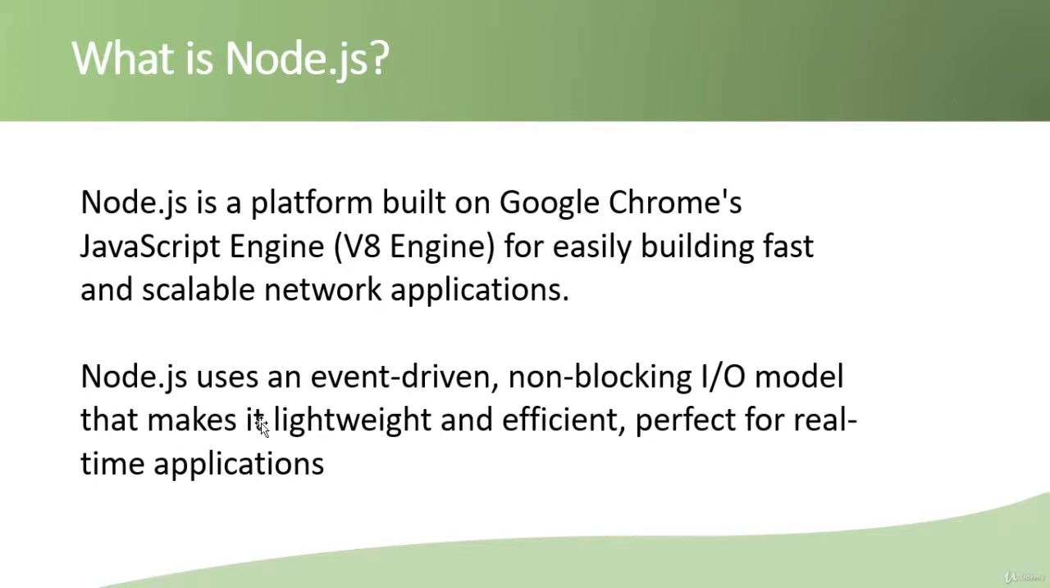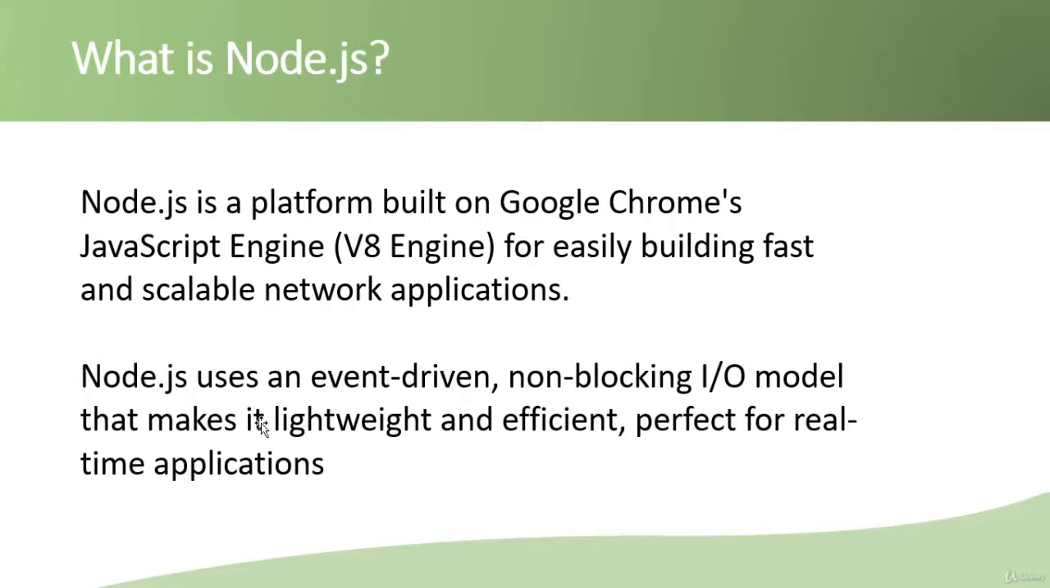According to the definition, Node.js is a platform built on Google Chrome's JavaScript engine, which is the V8 engine, for easily building fast and scalable network applications. Okay. Node.js uses an event-driven non-blocking I/O model that makes it lightweight and efficient, perfect for real-time applications.